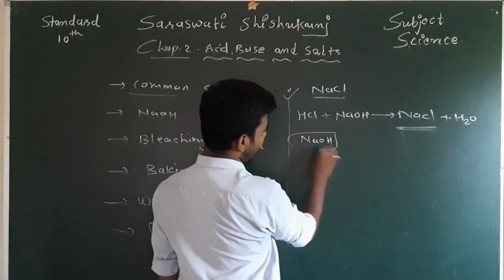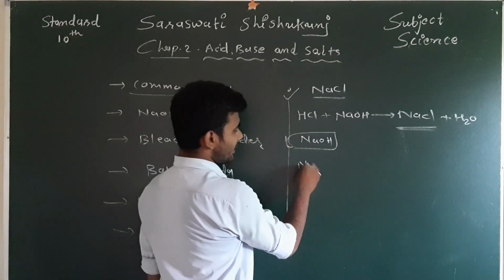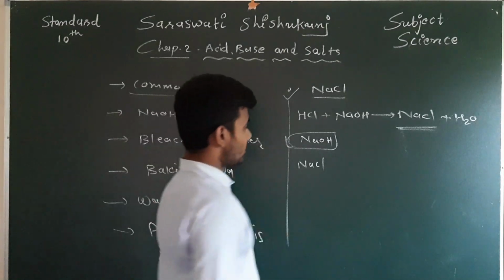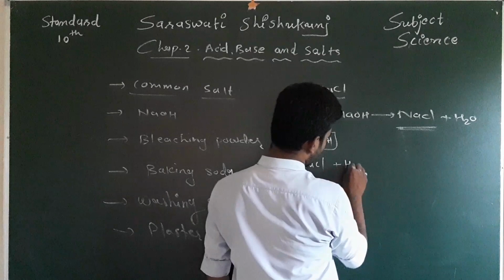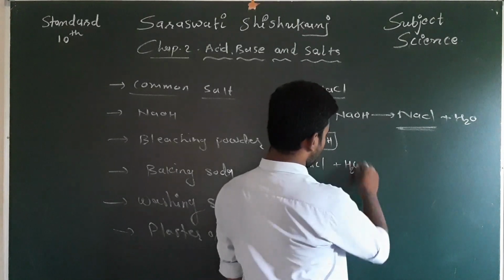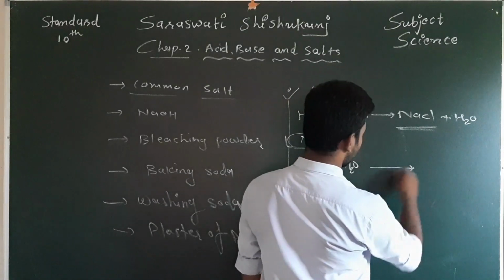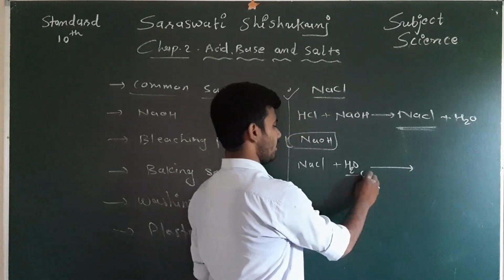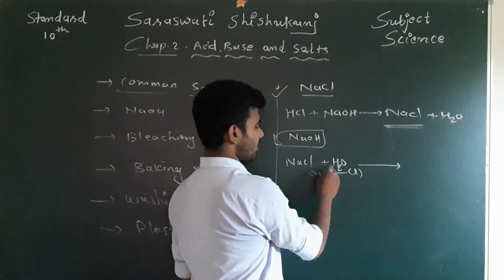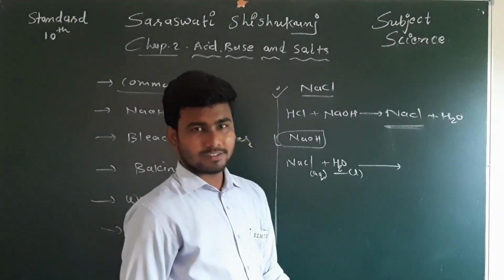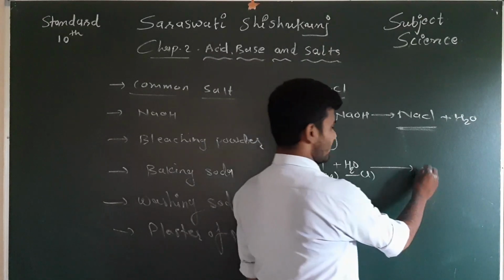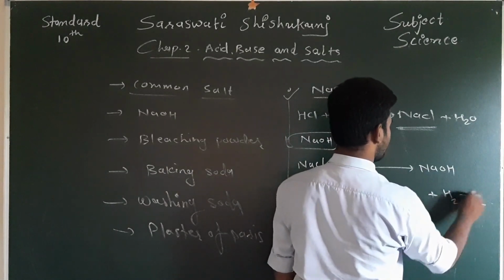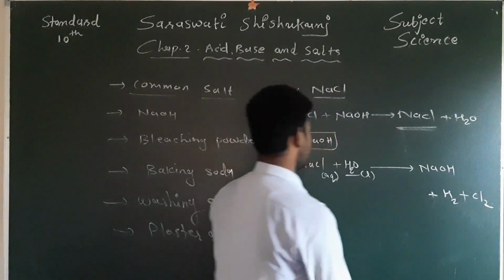Now how is this NaOH formed? In that we have studied brine. Brine means aqueous saturated solution, right? When this brine is added into water, the aqueous solution, it reacts and gives NaOH plus H2 plus Cl2.